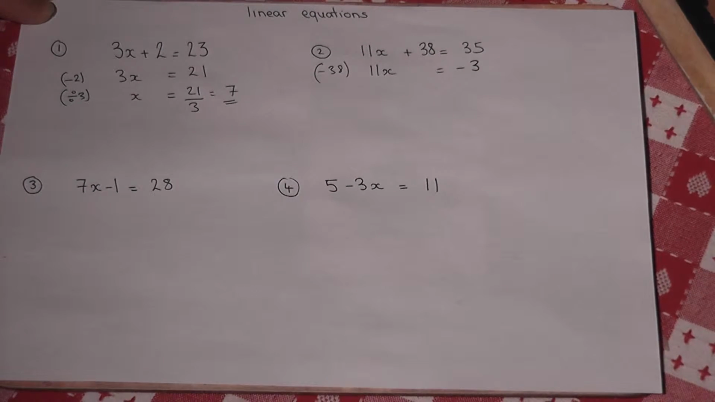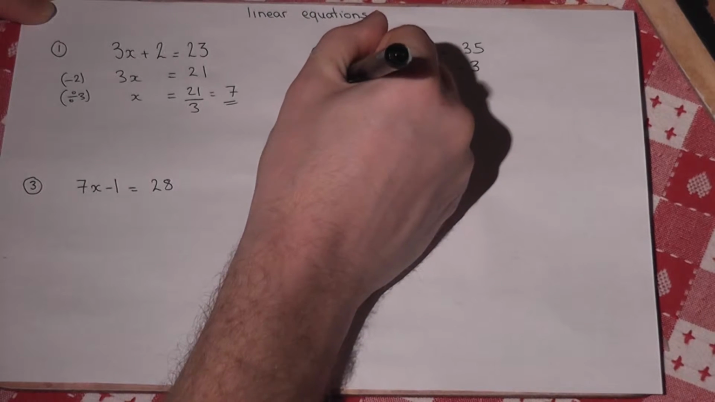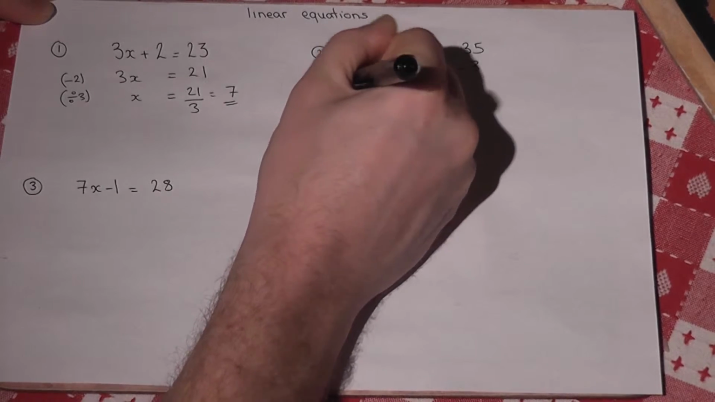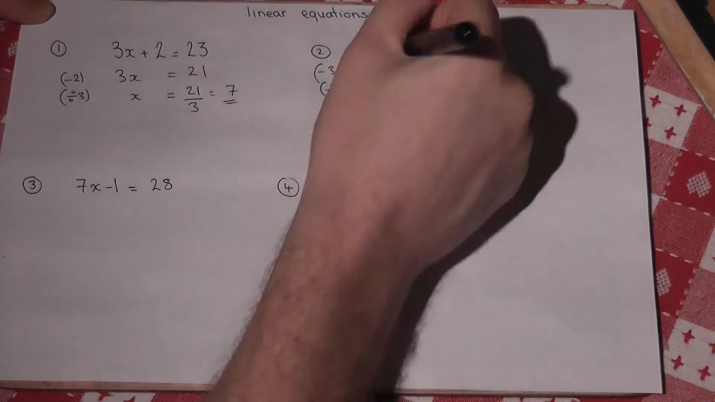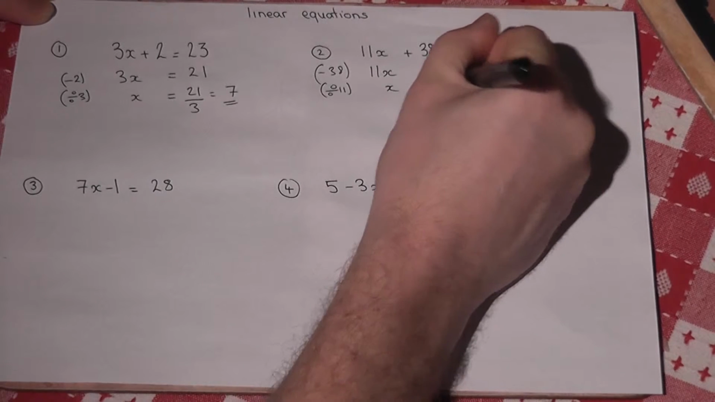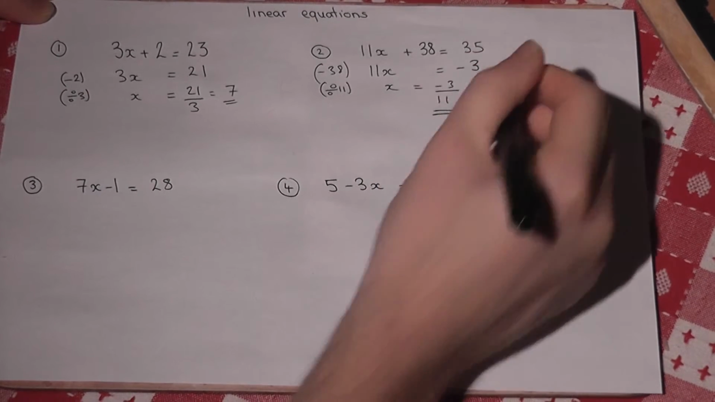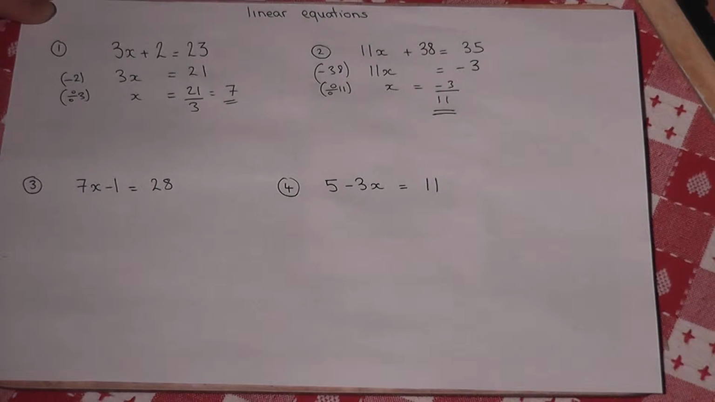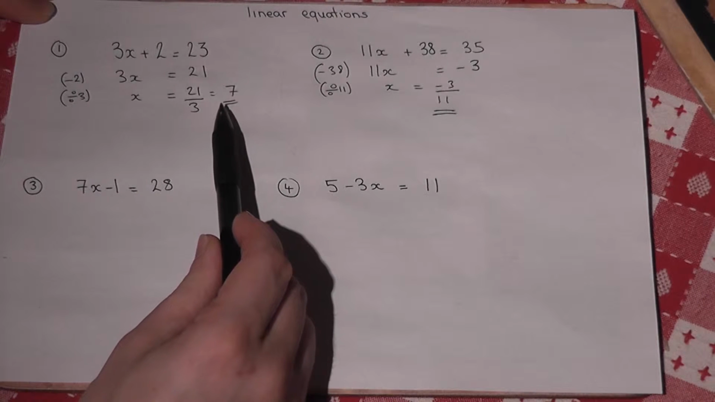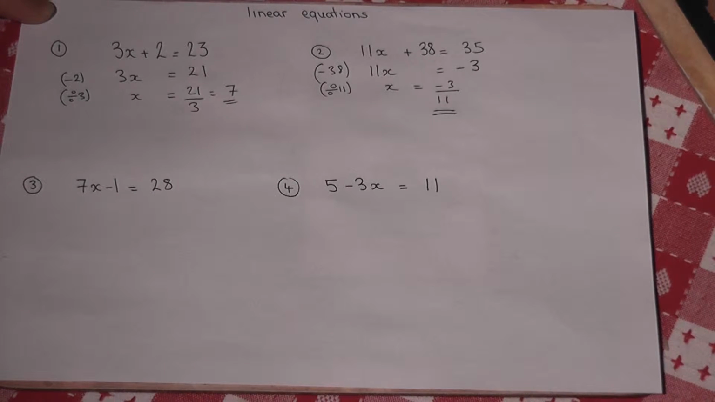We are allowed negative solutions. And then I divide by 11 to find x, so x equals minus 3 divided by 11. It is a negative fraction. In the first example, I got a whole number. In the second example, I got a fraction.